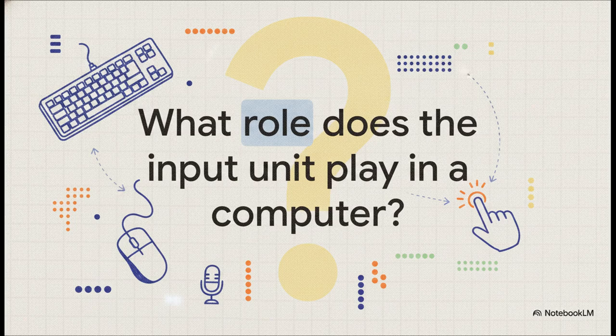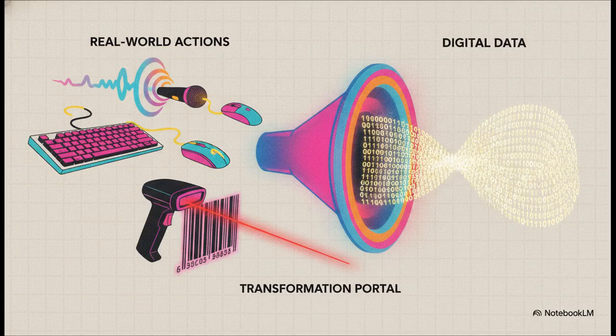All right, time for a rapid-fire knowledge check. This is straight from the source materials checkpoint 1.1. What role does the input unit play in a computer? Take a second. How do your physical real-world movements actually translate into digital actions inside that electronic brain? Well, here's the secret.